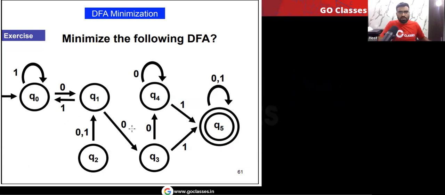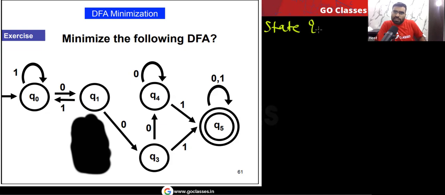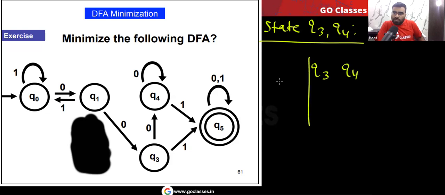Now you tell me about the next. Which states are equivalent? Remember, first you remove Q2. Q2 was unreachable, so it is already gone. Now you tell me: Q3, Q4. Are they equivalent or not? You check state Q3, Q4. This is state Q3, this is state Q4. On the empty string, both are going to non-final.